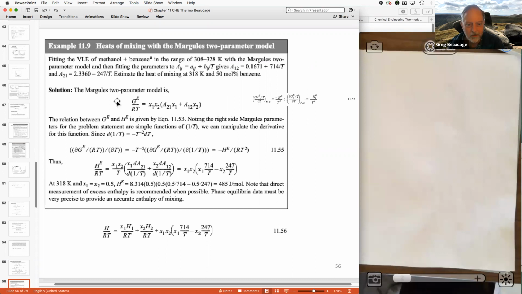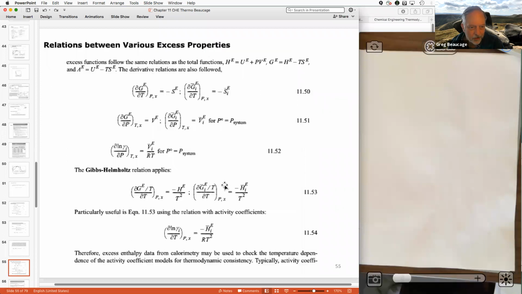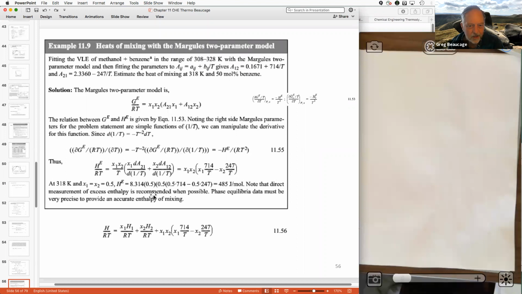And there are homework problems where you do the same thing. This is nothing fancy here. It's just use that equation, use this Gibbs-Helmholtz relationship, and get the heat of mixing. And then that's pretty useful to know about, because you'll have something like Aspen give you some kind of excess Gibbs, and then you can get the heat of mixing from that. And it'll also spit it out, but this is basically telling you how it gets it, or how you could get it if you need to.